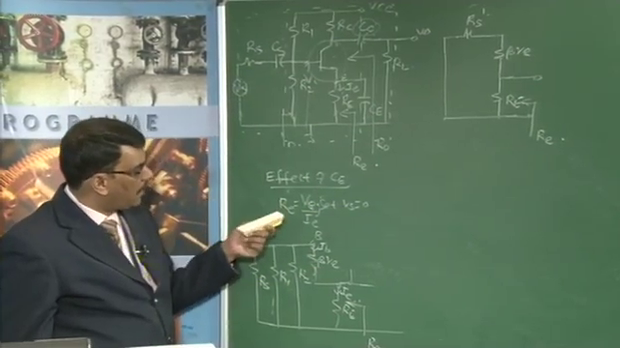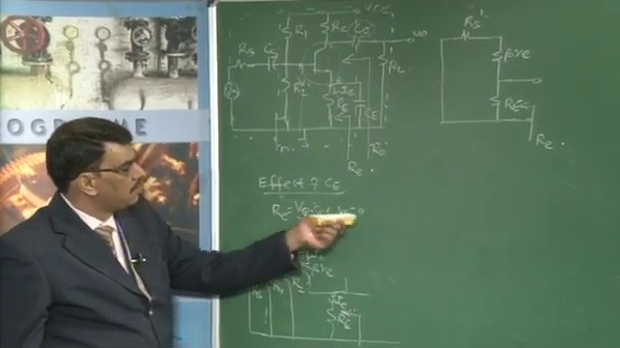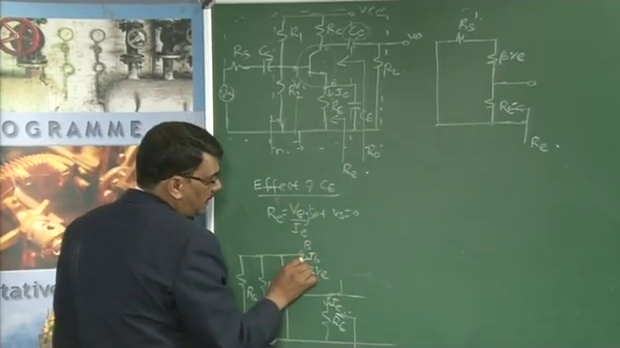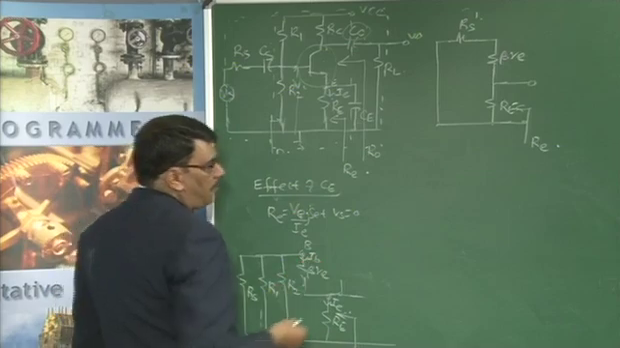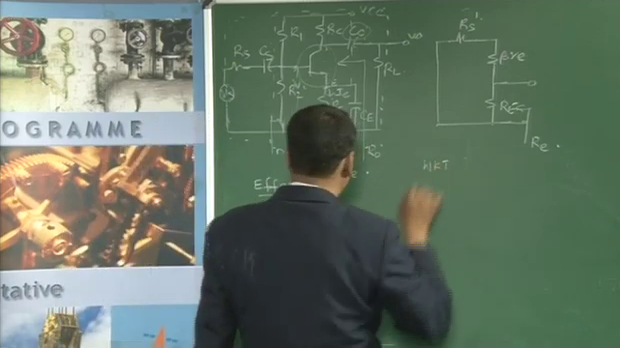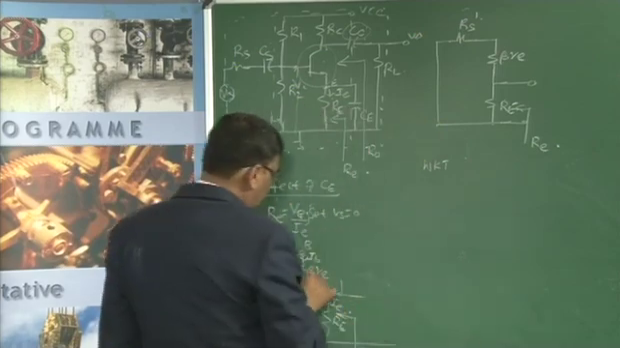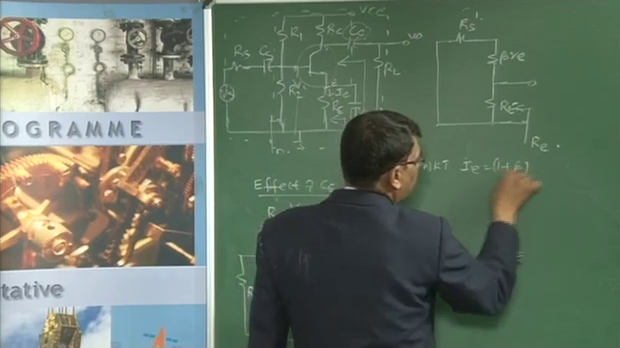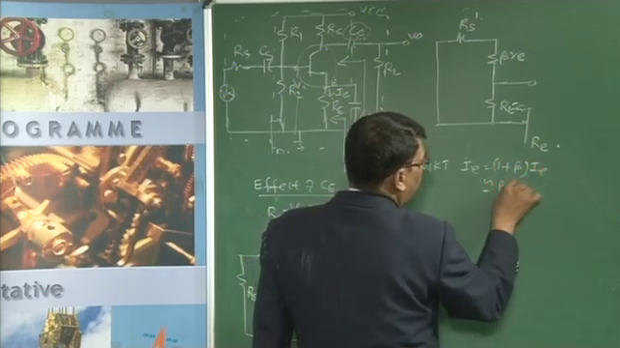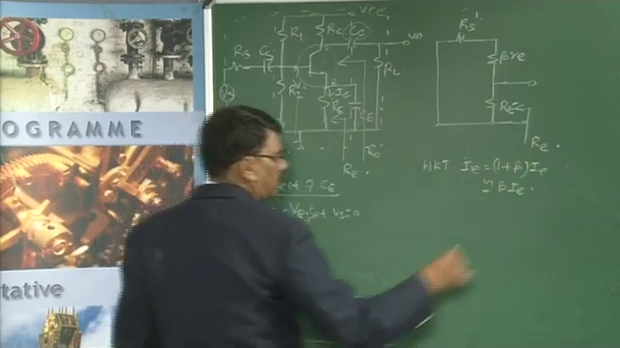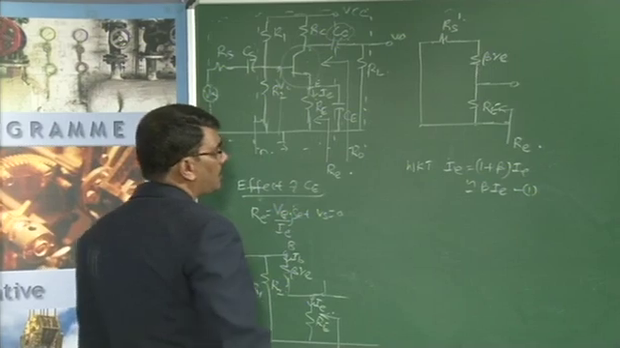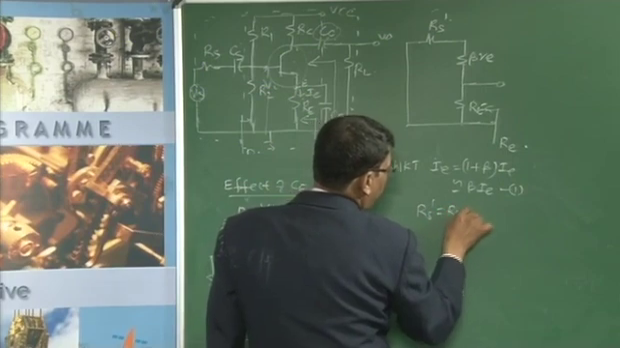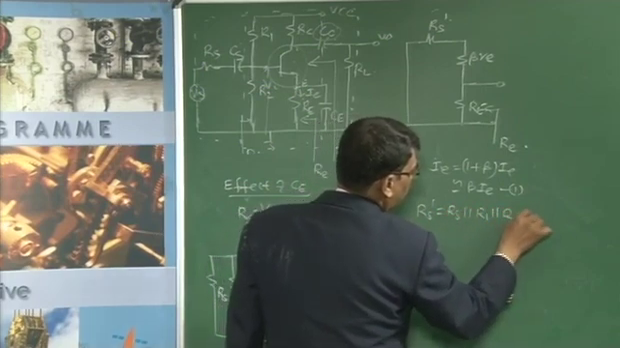But by definition, R_E is given by V_E by I_E with Vs equal to 0. That means you have to convert this base current I_B into the emitter current I_E. We know that the emitter current I_E is equal to 1 plus beta times I_B. This is approximately equal to beta times I_B. That is the one expression. And also, Rs dash, from this circuit we defined, is equal to Rs in parallel with R1 in parallel with R2.